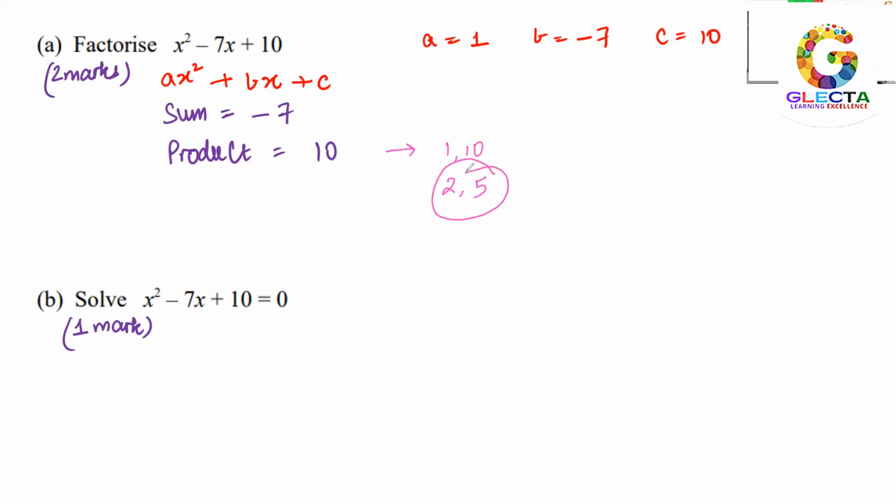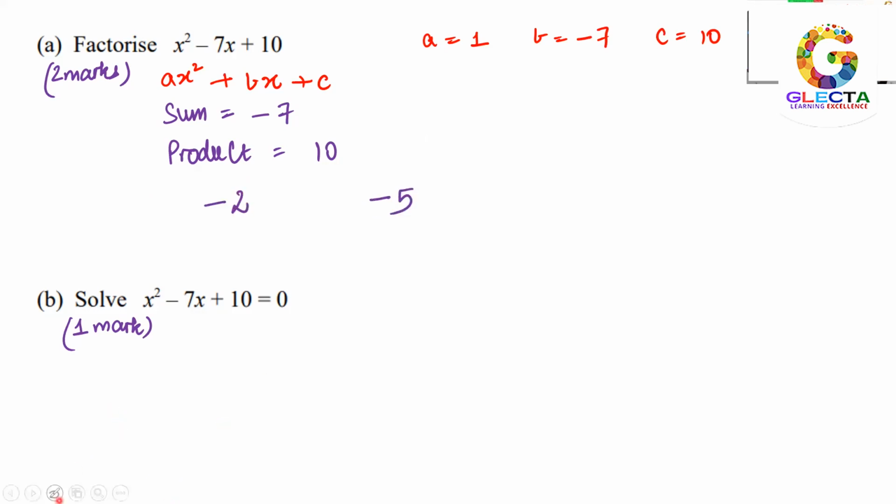But if you see 2 plus 5, guys, that's 7, not -7. I need a -7 over here, right? So you can take -2, -5. When you multiply -2 and -5, negative negative becomes positive, right? This gives us 10. Otherwise, it would be -10 if I take one of them as 10 and one of them as negative, right? So I'm getting -2 and -5.